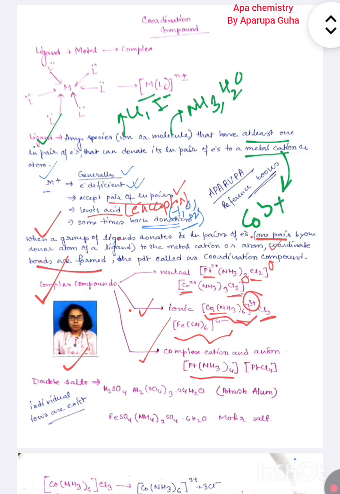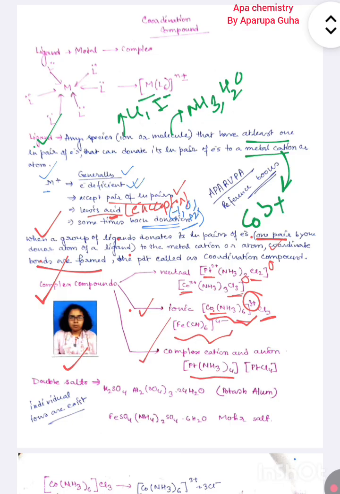If they are neutral, that means the metal charge is neutralized within the coordination sphere. But if it is cationic, that means outside of the coordination sphere there are anions. If the coordination sphere is anionic, there should be cations outside of it, because overall the species should be neutral. And two types of cationic and anionic complexes can also be combined as a complex cation anion. Now next we have to introduce the difference between double salt and complex compound.